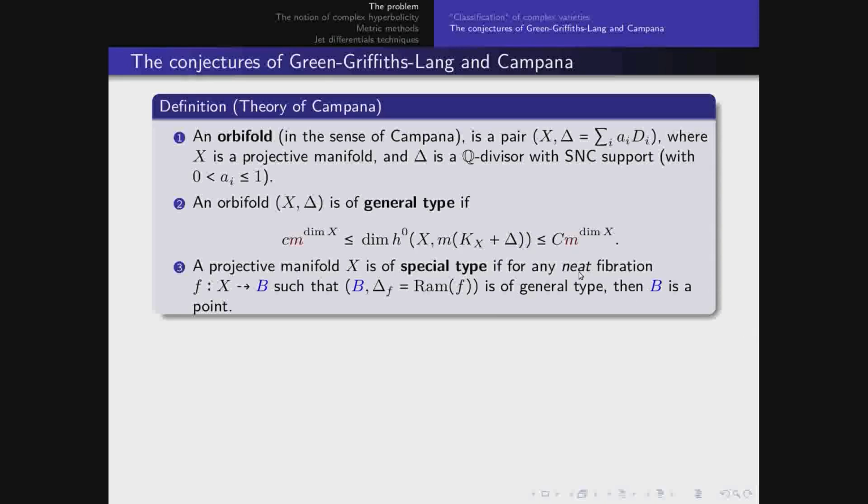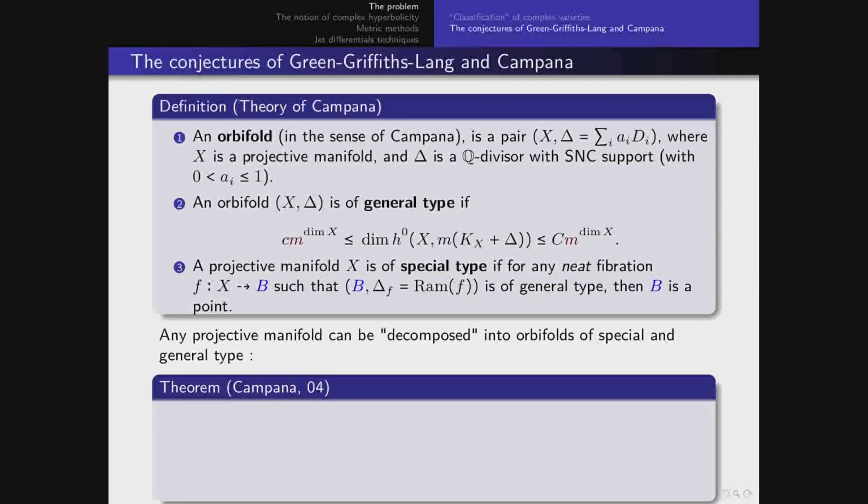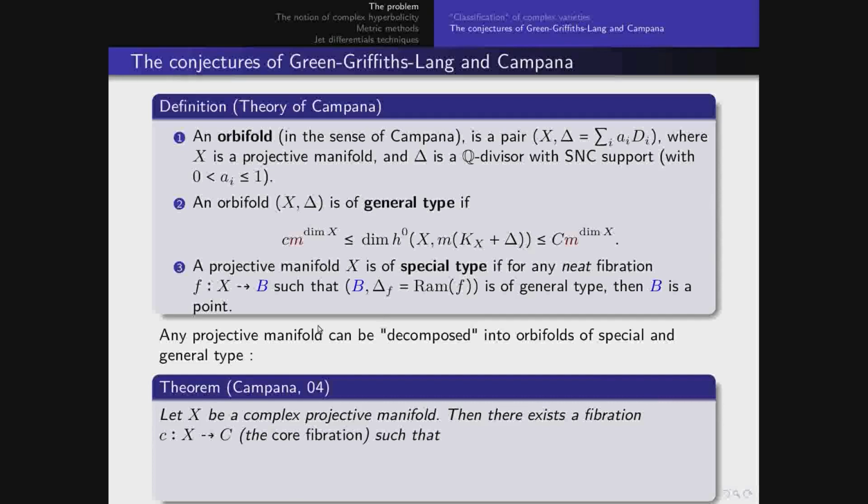And one very important theorem which was proved by Campana is that you can decompose in some way any projective manifold, or more generally orbifold, into orbifolds of special or general type. So what is this precise statement? So assume you are given a complex projective manifold, then the theorem tells us that there is a fibration which is called the core fibration, such that, well, first the base, if you put the natural orbifold structure on it, will be of general type, and the generic fibers of C will be of special type.